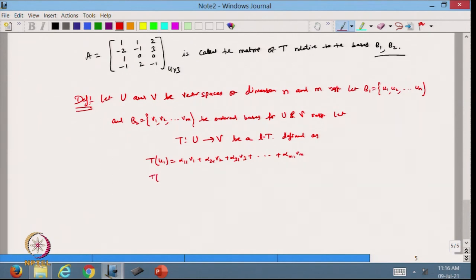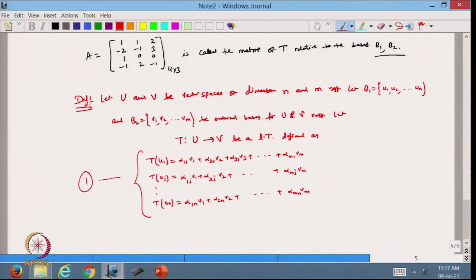Similarly, I can define my T of any Uj. It will be alpha 1j V1 plus alpha 2j V2 plus up to alpha mj Vm, and in the end we get T of Un, which will be alpha 1n V1 plus alpha 2n V2 plus up to alpha mn Vm. So this is the linear transformation defined to me.